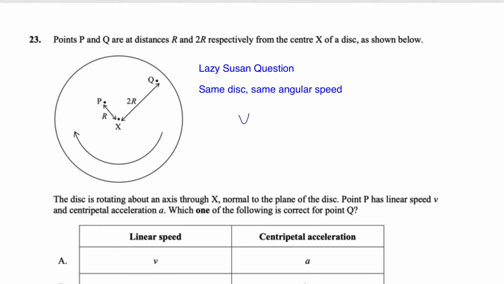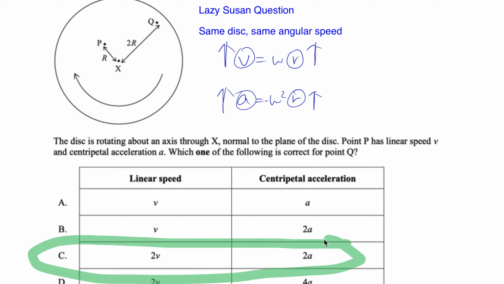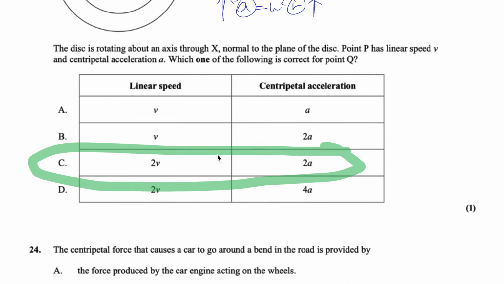The linear speed V equals omega multiplied by R, so the higher the radius, the larger the linear speed. Centripetal acceleration equals omega squared r, so again, the higher the radius, the larger the centripetal acceleration. Therefore, you can conclude C is the answer. Double the radius, double the linear speed and double the acceleration. When we compare P and Q, their frequency is the same, so their period would be the same.